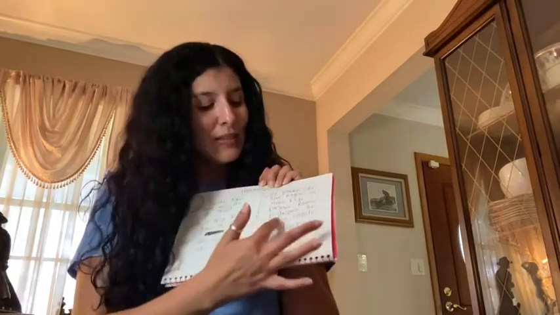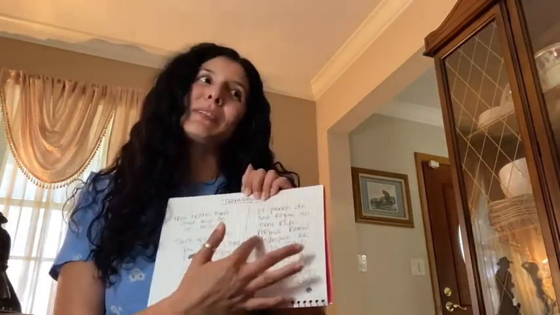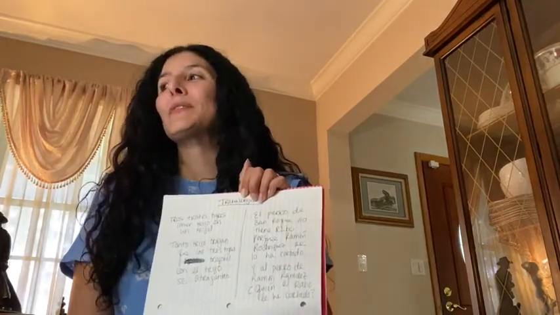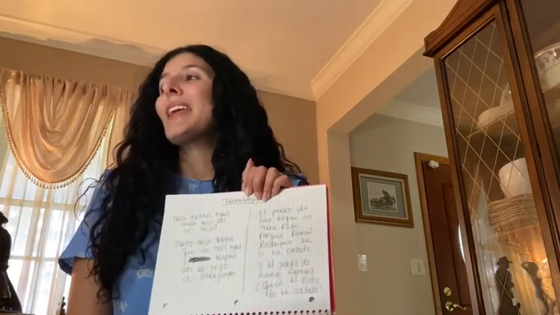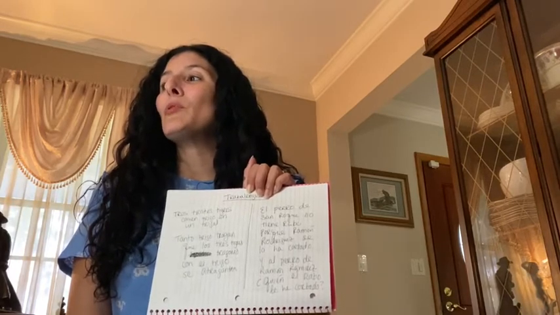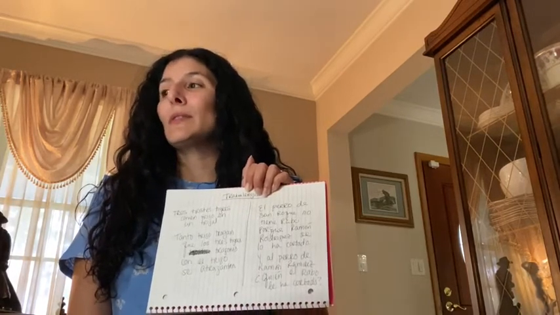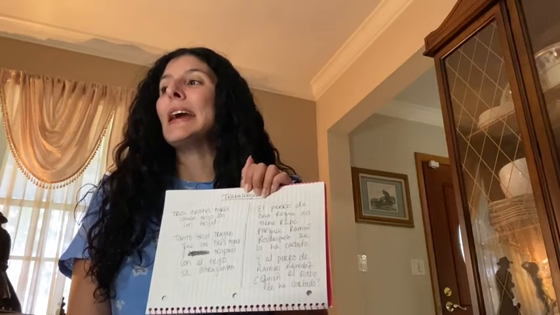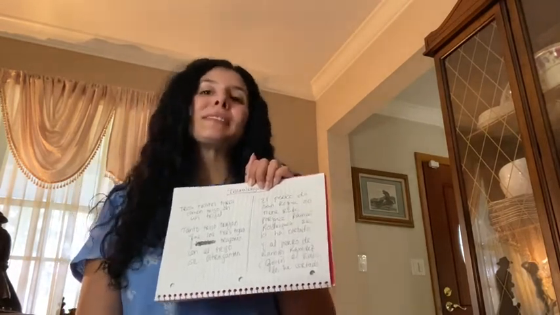Another one is very famous and very well known. It's called El Perro de San Roque. El perro de San Roque no tiene rabo porque Ramón Ramírez se lo ha cortado. Y al perro de Ramón Ramírez, quien el rabo le ha cortado. So that one practices the r sound. That could be a little bit helpful for you.